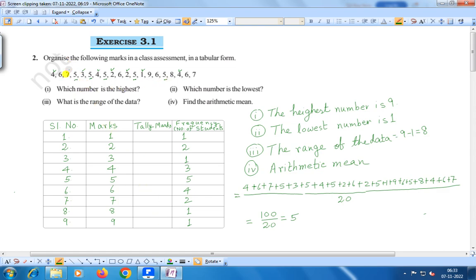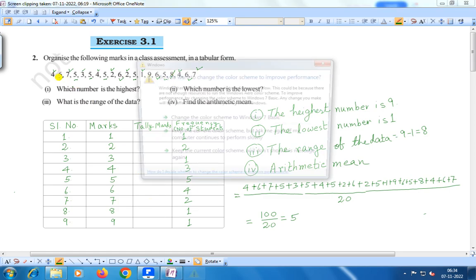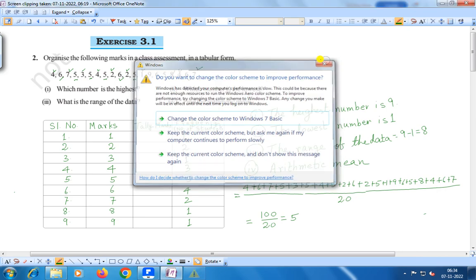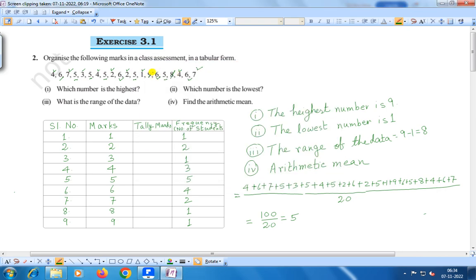6 is 4, here it is 1, 2, 3 and 4, right? 7 is 2, here 7 is 2, this 7 and this 7, 2, right? Now 8 is 1, here 8 is 1, and 9 is also 1, here you see 9 is also 1, that is 9, right?